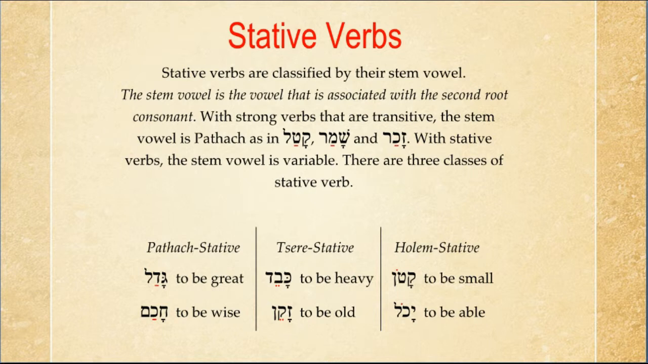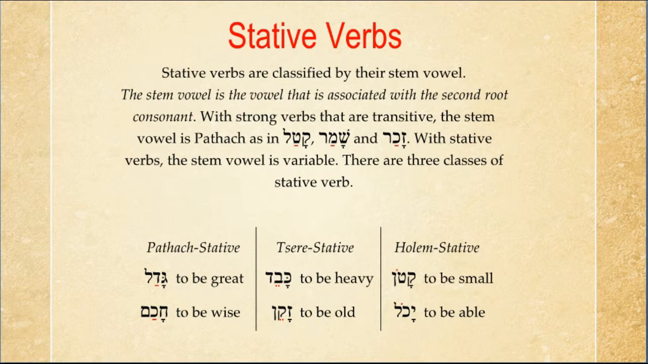And there are three classes of stative verbs. The patach stative, where the patach still remains as we expect it to be, like in the verb gadal, to be great. Then there are some verbs that are sere stative, where you have sere appearing. So instead of the patach, now you have the sere, as in kaved, to be heavy. And then there is a third stem vowel, and that's a holem, as in katon, to be small.